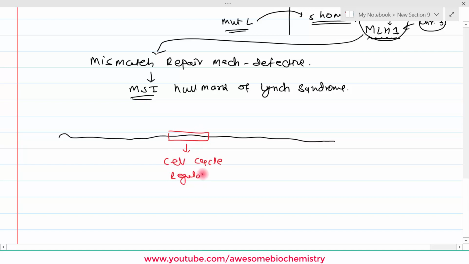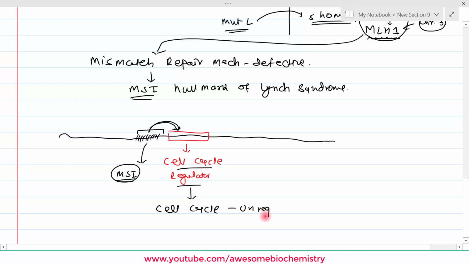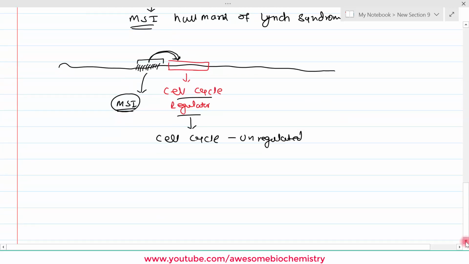And near to the cell cycle regulatory genes, there is a location at which microsatellites are found. Now, if this microsatellite becomes unstable, then what will happen? This microsatellite is normally found to somehow influence this gene. How does it influence? It is again not known. But once microsatellite instability occurs in this region, it somehow affects the cell cycle regulator gene, and so the cell cycle becomes unregulated. And once an unregulated cell cycle occurs, it can lead to cancer.